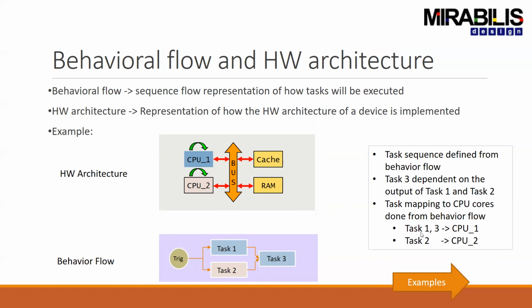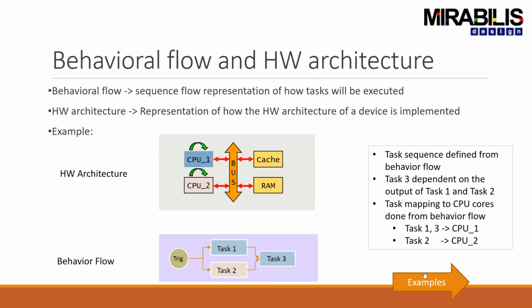All of these tasks are mapped to the hardware. We can see here that task 1 and task 3 are mapped to CPU 1, and task 2 is mapped to CPU 2. Once a task is triggered on CPU 1 or CPU 2, the data has to come from, let's say, the I cache or D cache, which is connected across the buses. If there's a cache miss, it has to go through the bus to the RAM and then get the data from it.